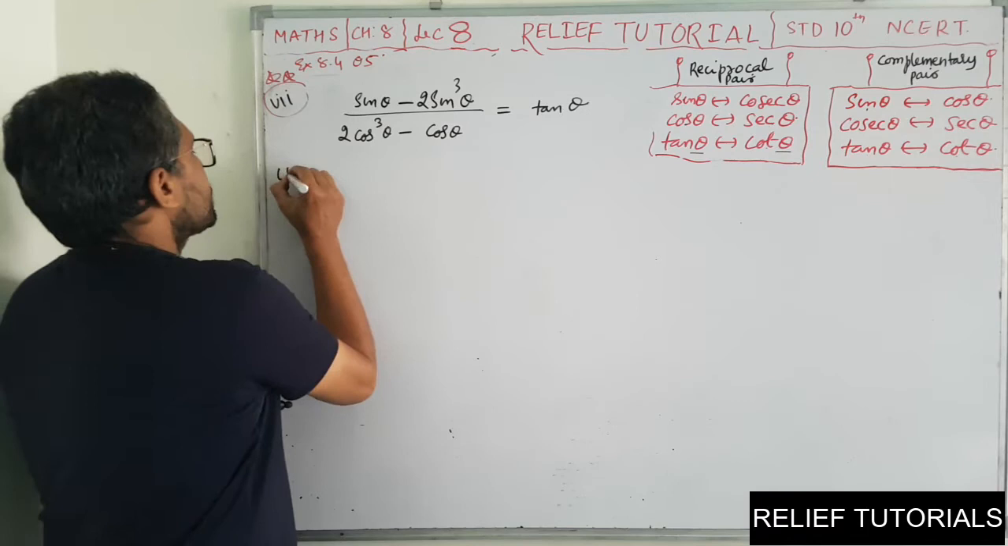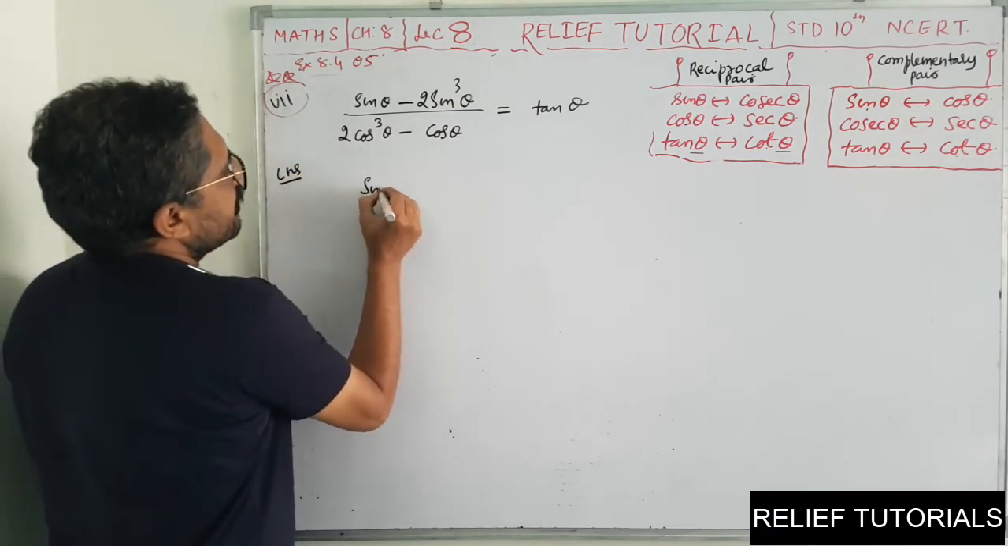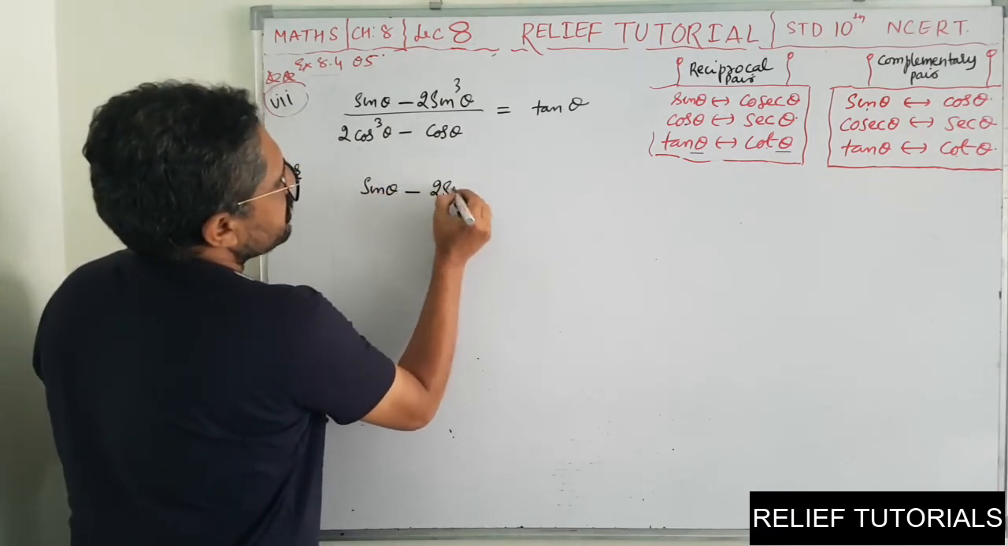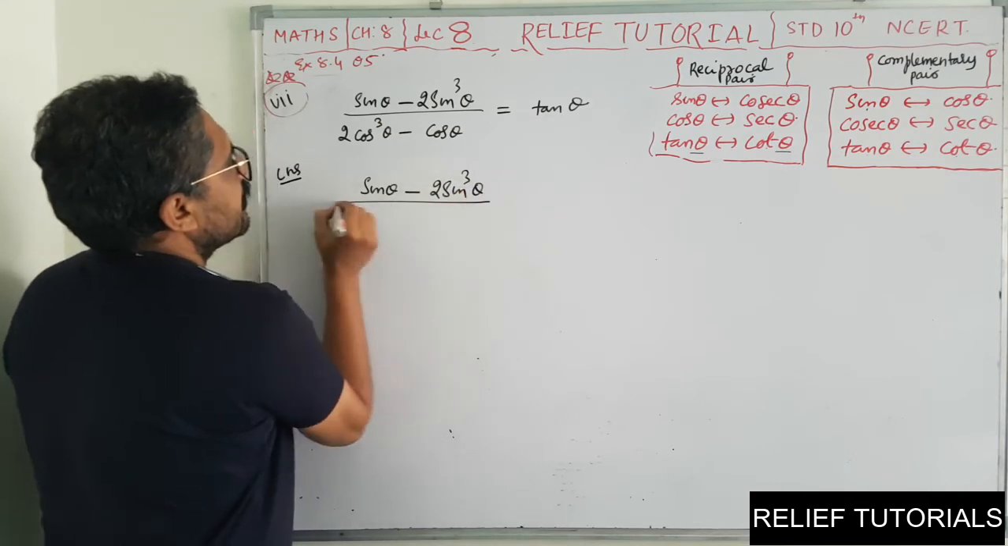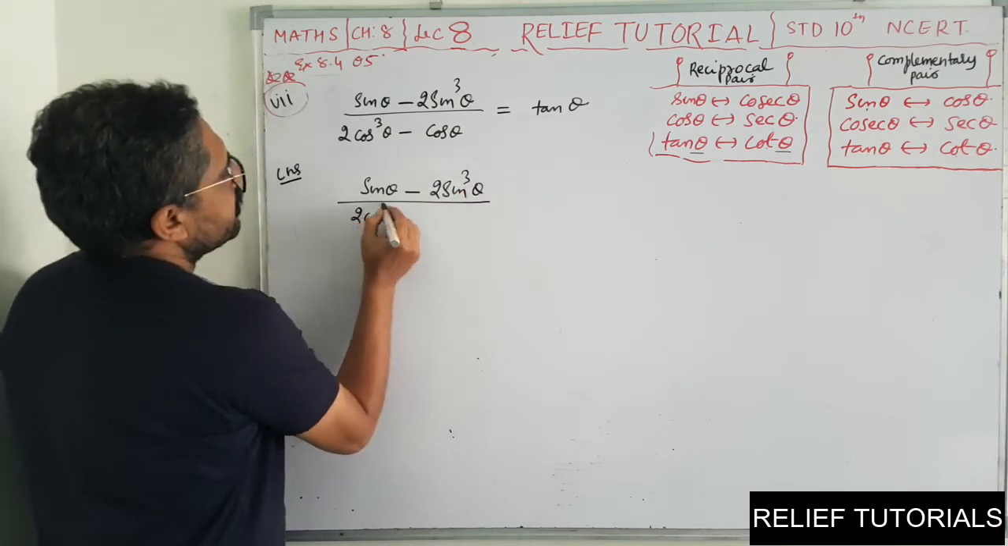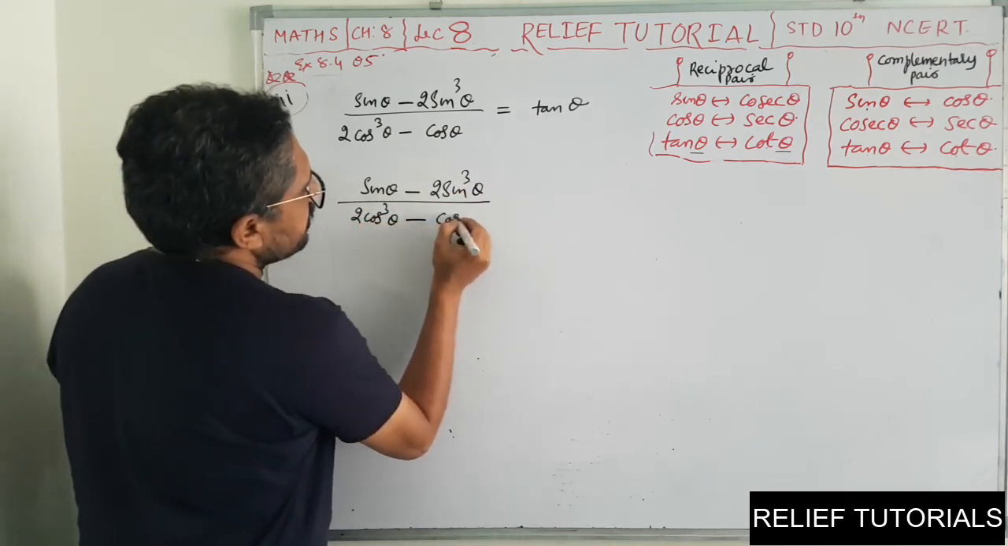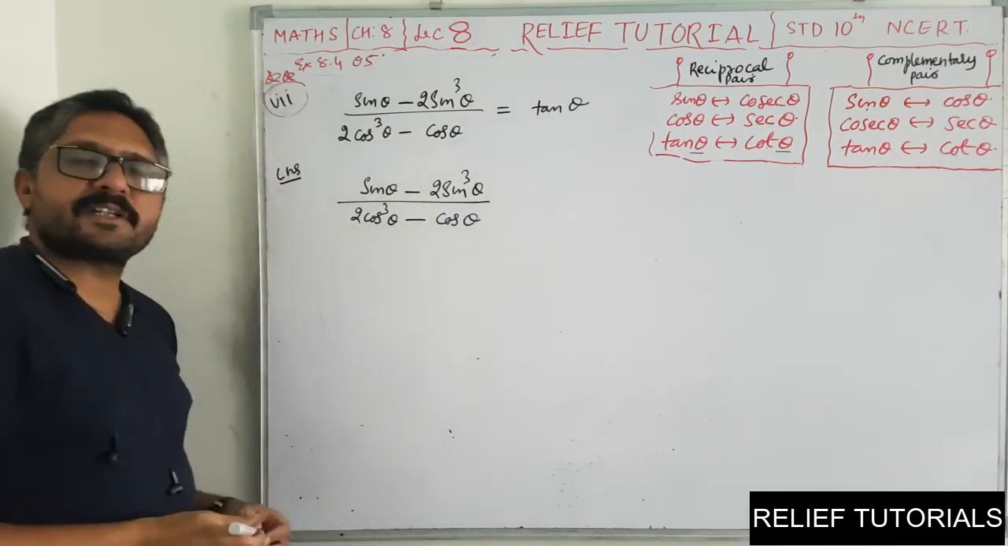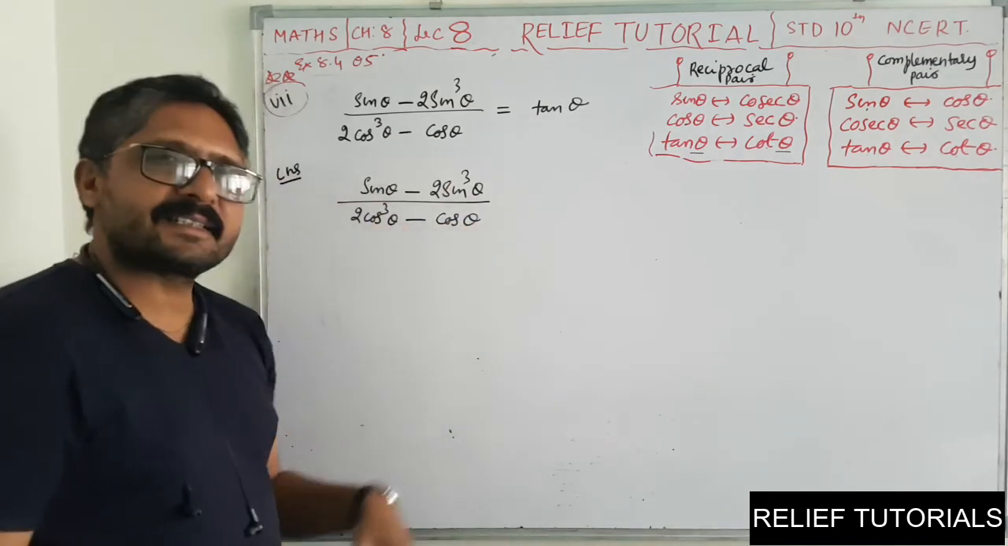Now we will take the LHS. Sin theta minus 2 sin cube theta upon 2 cos cube theta minus cos theta. First rule is convert the ratios into sin and cos. Already it is in sin and cos.